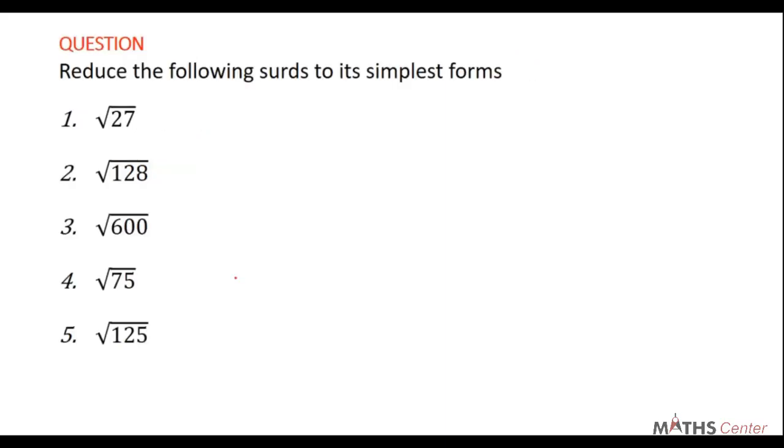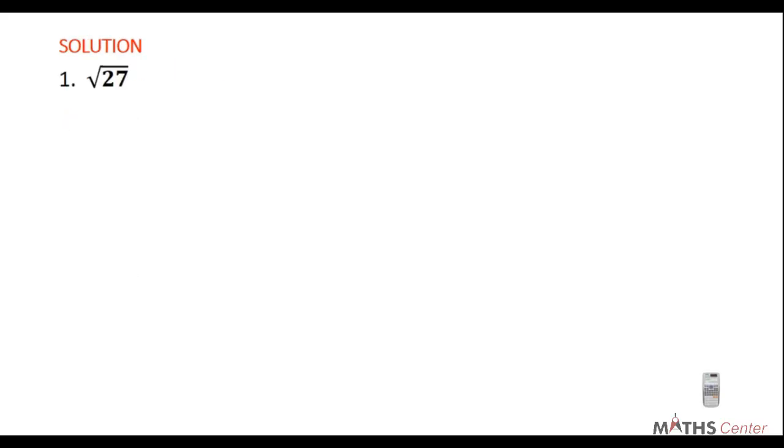So let's consider some examples. We are told to reduce square root of 27, square root of 128, square root of 600, square root of 75, and square root of 125 to their simplest forms. So we begin with square root of 27. Remember, I said that before you can reduce square root of 27 to its simplest form, you have to find a perfect square which is a factor of this. Then you multiply that perfect square by a number that, when you multiply, you are going to get 27, or the one under the square root sign.